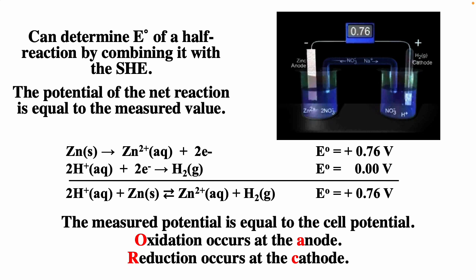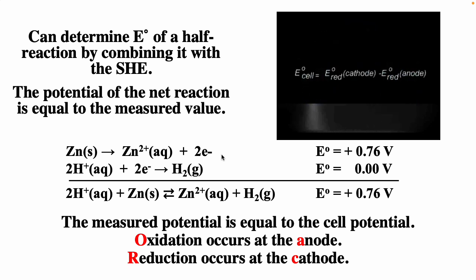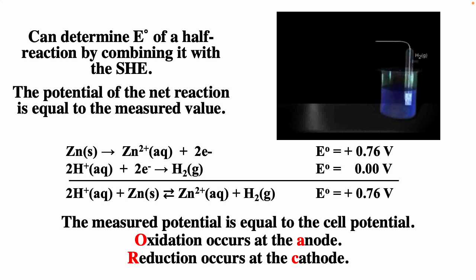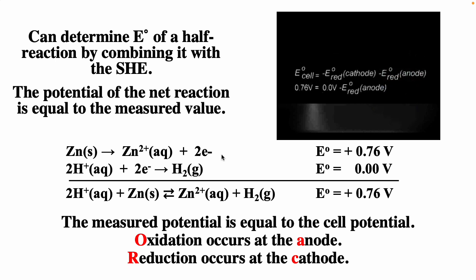The cell potential of a voltaic cell, such as this zinc-hydrogen cell, can be thought of as the sum of two half-cell potentials. Under standard conditions, the cell potential, E0, is the standard reduction potential of the cathode minus the standard reduction potential of the anode. We can assign half-cell potentials once we settle on a reference half-cell potential. That has been chosen as the hydrogen half-cell with 1 molar aqueous hydrogen ion and 1 atmosphere pressure of hydrogen gas. For the zinc-hydrogen cell, the measured standard potential is 0.76 volts.